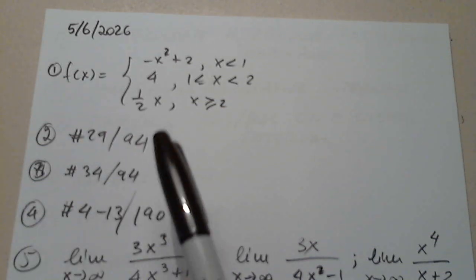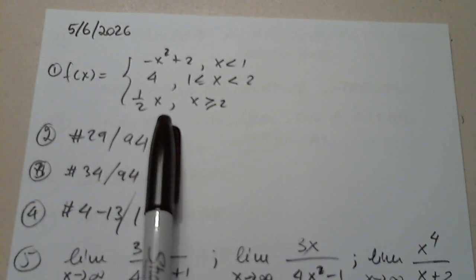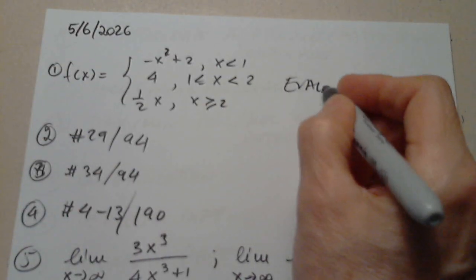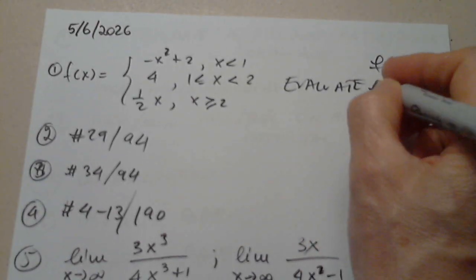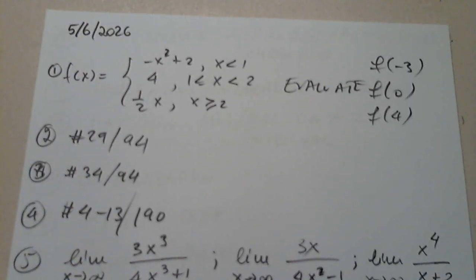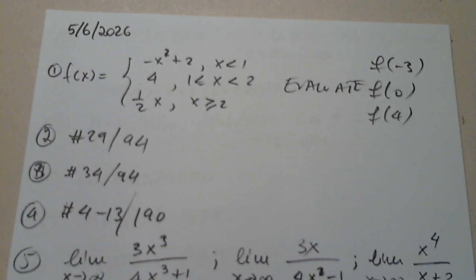Read some problems. So here is just a piecewise defined function to evaluate it. Find f of -3, find f of 0, find f of 4, something like that. This problem 29 on page 94 is reading from the graph, I believe, if I remember correctly. So read from the graph.